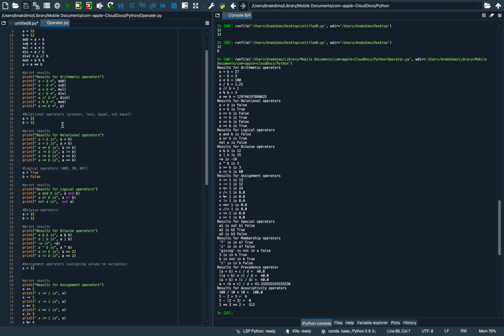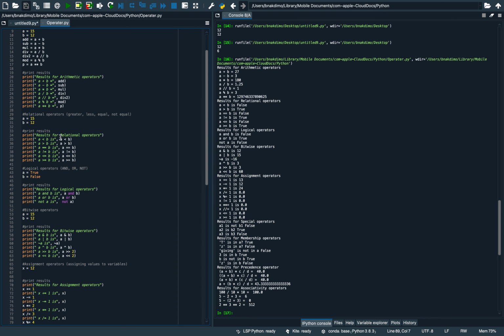The next operator is relational operators. The 2 variables that I used were the same thing from before, and I just wanted to print out how the 2 numbers compare to each other. So the first operator is greater than, there's less than, there's equal to, not equal to, greater than or equal to, or less than or equal to.